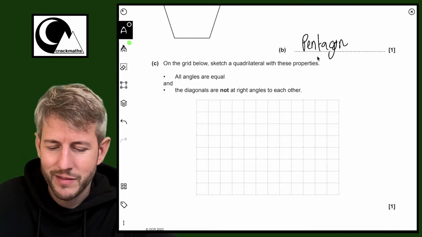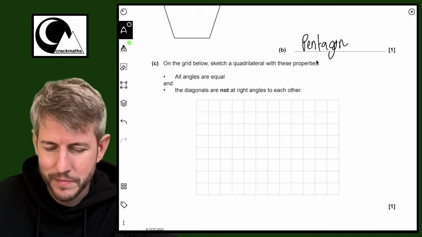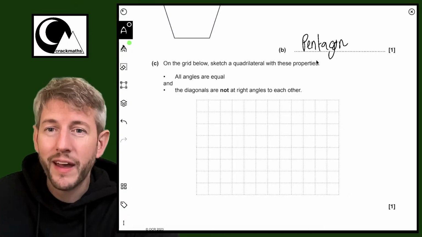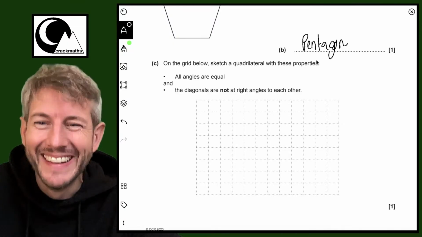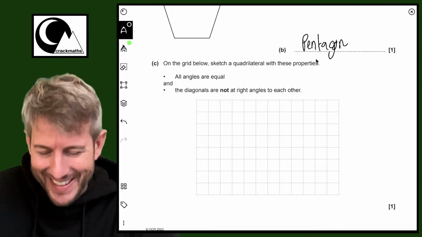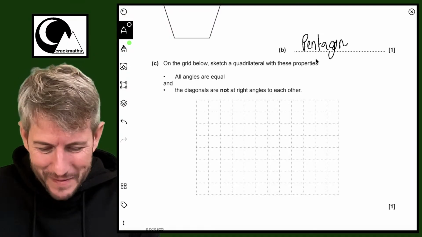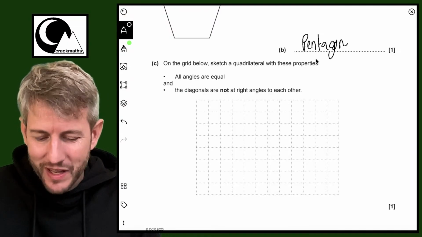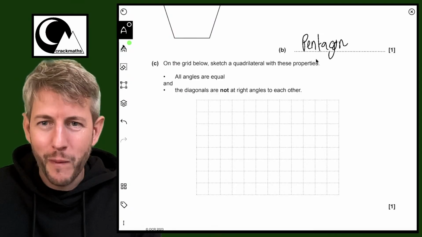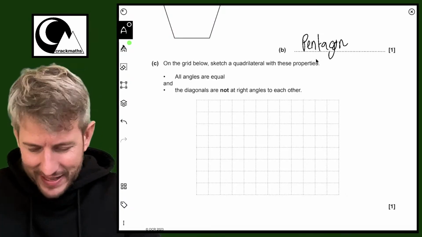Oh, the diagonals are not at right angles, and all the angles are equal. Oh, okay. I'm struggling to think of what it could be. This isn't a good start. So it's a rhombus, isn't it? All the angles are equal, and the diagonals are not at right angles to each other. But if I draw... Oh, it's a rectangle. Yeah, it's a rectangle, isn't it?